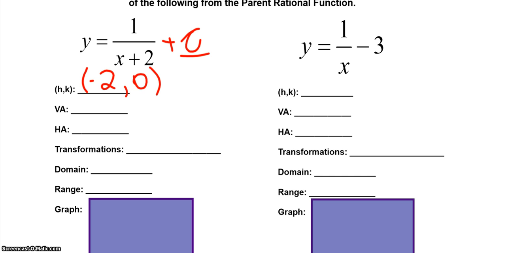So our vertical asymptote, it's always x equals h. So x equals negative 2. Our horizontal asymptote is always y equals k. So y equals 0. So the transformation, looking at the h, k, for starters, I moved it left 2.